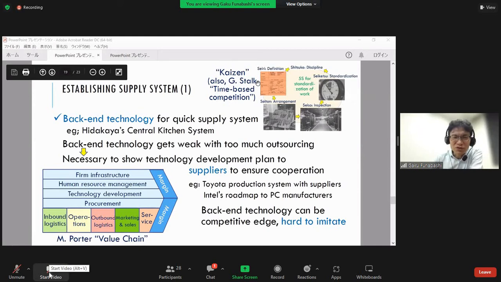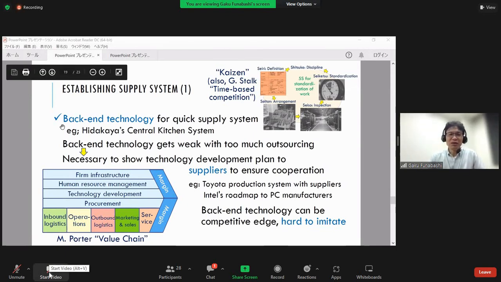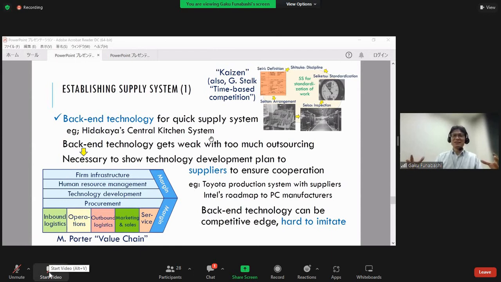I got one question in the chat from Mr. Tompot. If there is back-end technology, how about the front end? Interesting question. Why do I use the word back-end technologies? Because, for example, a central kitchen system is something that backs up the business. Without this system, they cannot provide the food.